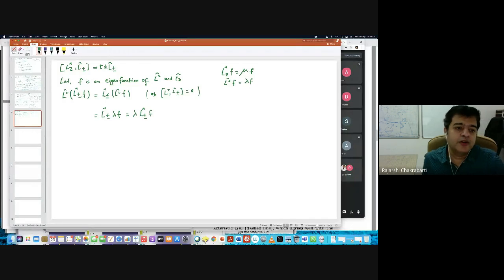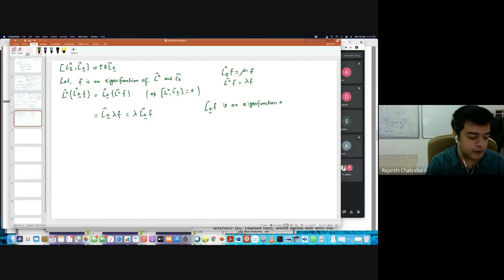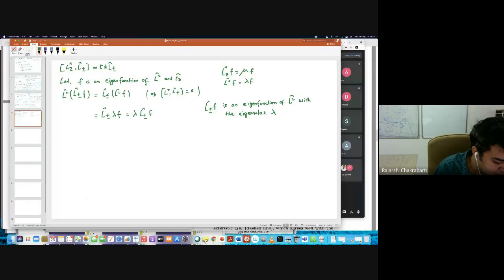So basically, what it tells you is that L square, when it operates on this wave function L plus minus f, gives you lambda times L plus minus f. So in other words, L plus minus operating on f is a new wave function, an eigenfunction of L square with eigenvalue lambda. Is it clear to all of you?